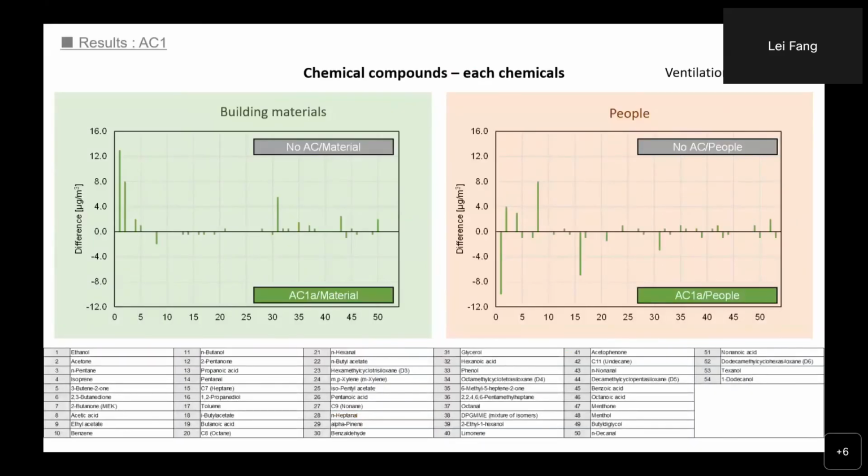And as we can see, we identified about 56 compounds from this chromatogram, and we found that when the room was polluted by building materials, quite some compounds were removed. While when the room was polluted by human bioeffluents, you see there's both positive and negative. That means using an air cleaner could remove some compounds, but it could also generate some other chemical compounds. This is the result for these ionizers.